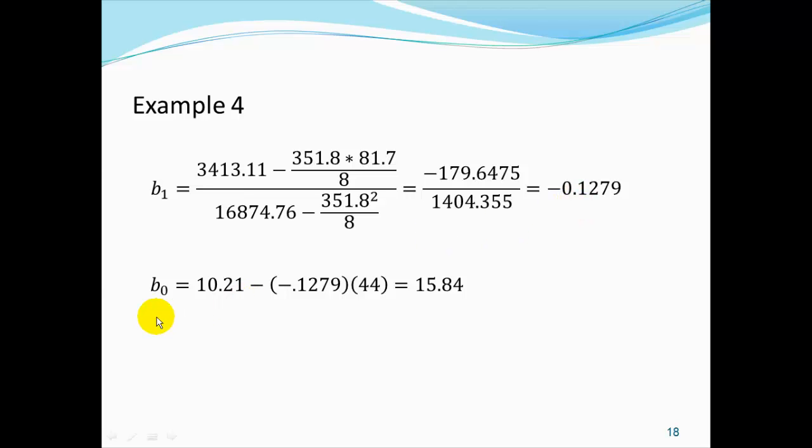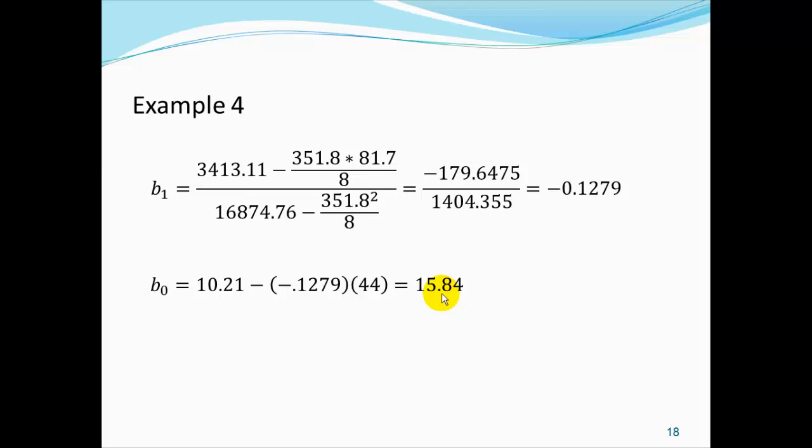Our B0 value is equal to y bar, which according to the previous slide is 10.21, minus our B1 value, which is negative 0.1279, times x bar, which is 44. Recall that the two negatives together become positive, and our B0 value should be equal to 15.84.